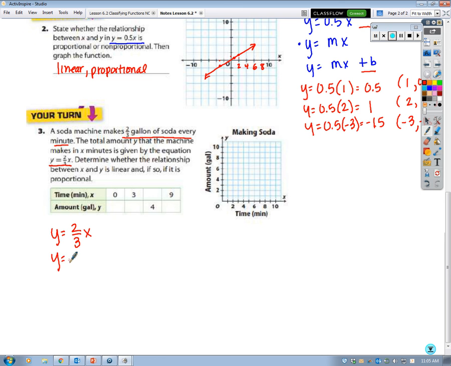And I want to compare that to y equals mx, or y equals mx plus b, right? Because this is linear, and this is linear and proportional. And in this case, once again, I've got no b value, but I do have a slope. Okay, so I've got no y-intercept, but I do have a slope. So that's telling us that this is linear and proportional.